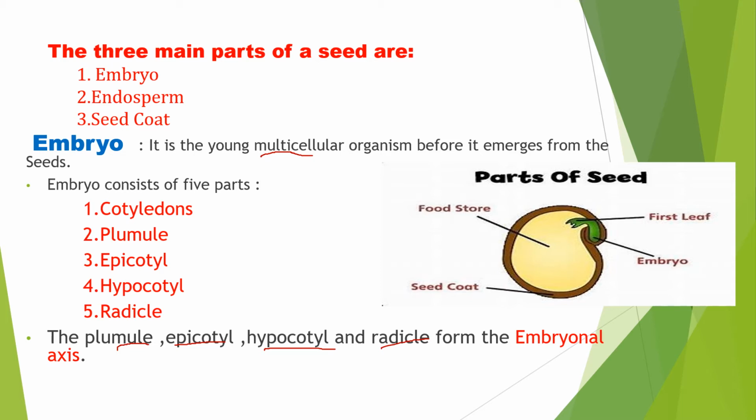They are cotyledons, plumule, epicotyl, hypocotyl and lastly the radicle. The plumule, epicotyl, hypocotyl and radicle form the embryonal axis.